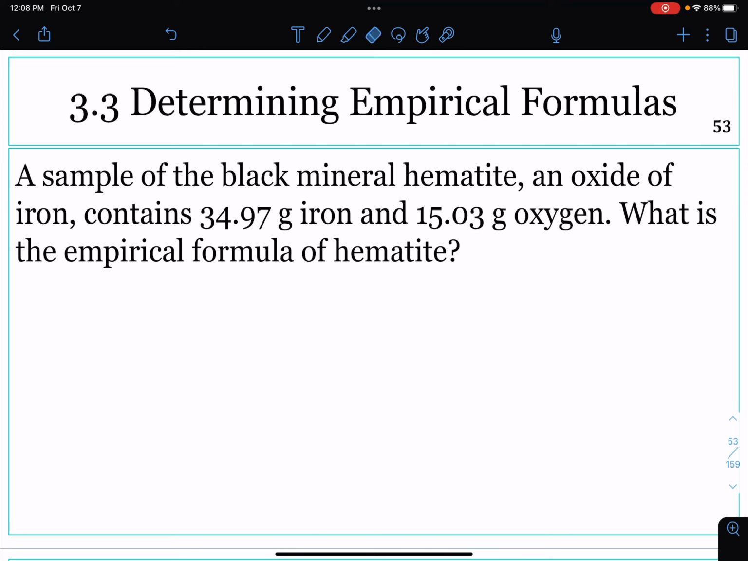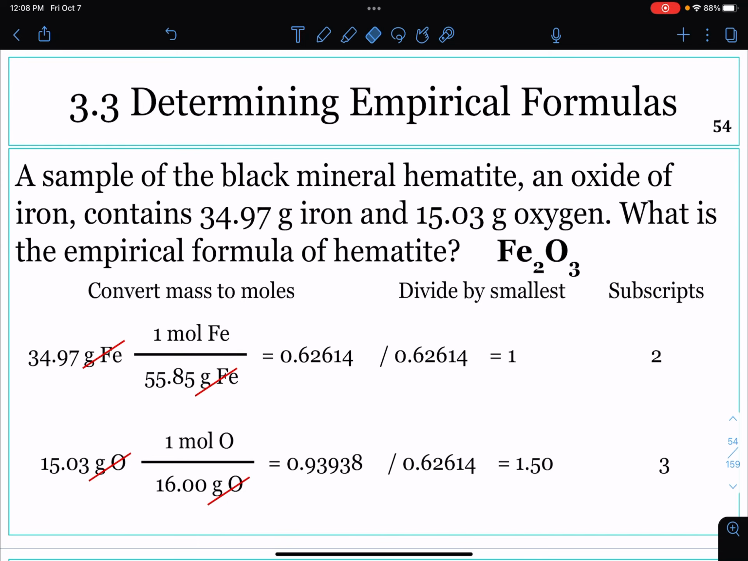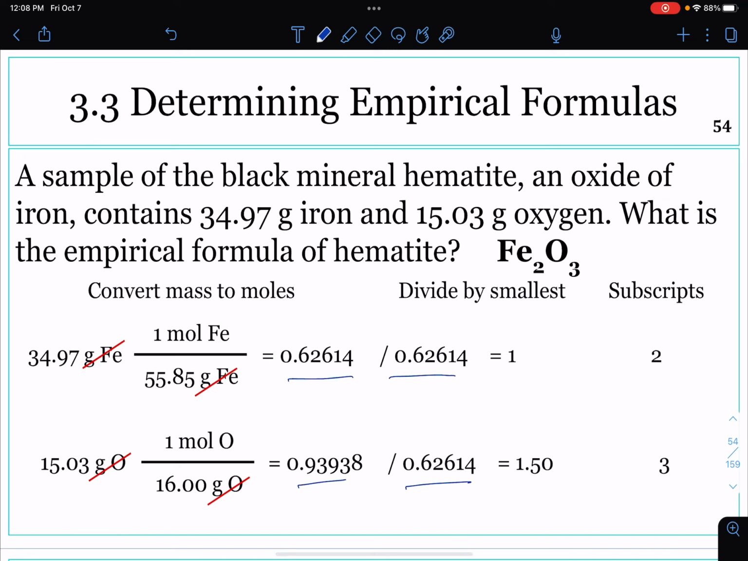Let's try this next example. Pause the video and try to solve this before looking at the answer. First step, we need to convert both of the masses into moles, and then we're going to divide by the smallest. So we are going to divide both of these values by the 0.626, and we come out to 1 to 1.5. If you double both of those, we come up with our answer of Fe2O3.